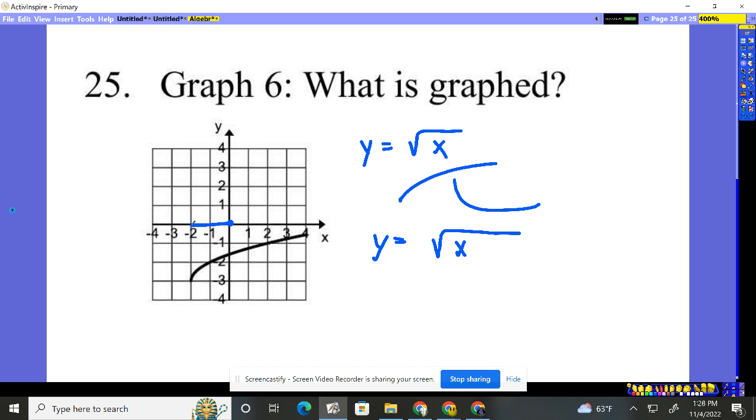How do I make it go over to minus 2? I add 2 to the x piece. And then it slid down 3 units. So on the outside, I do put, just like I would think, I would subtract 3. And there we have the equation of what is graphed right here on number 25, graph number 6.